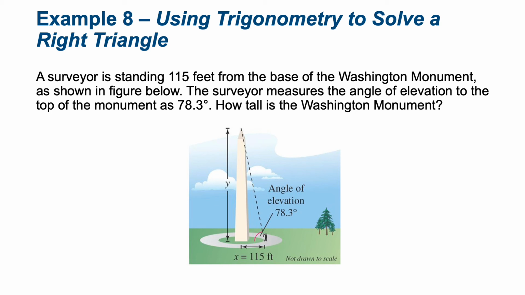So check this out. We have a right triangle, yeah? We have the distance on the bottom, that's 115 feet from the monument to the person, okay, or wherever the angle is being measured, right? So the actual angle here is 78.3. And then we want to find y, okay? So what trig function connects the opposite side of a right triangle with the adjacent side, okay? And if you said, I'm going to use tangent to solve this one, you're correct.